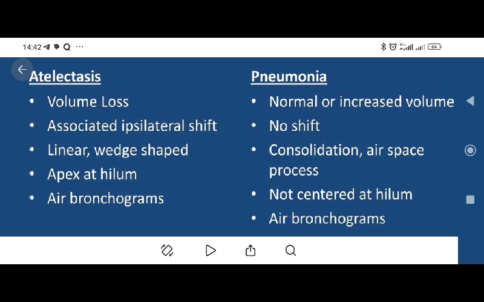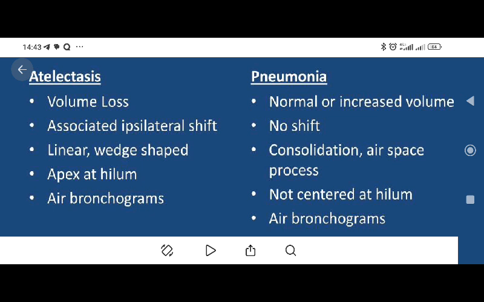So the difference between atelectasis and pneumonia. First of all, in atelectasis, remember I told you that is collapse of the lungs, right? Now in atelectasis, there is volume loss because either the middle or the lower lobe has collapsed. While in pneumonia, there is increased volume. Why should there be increased volume? Because most of the time these exudates that accumulate within the lungs lead to an increase in the volume of the lungs.